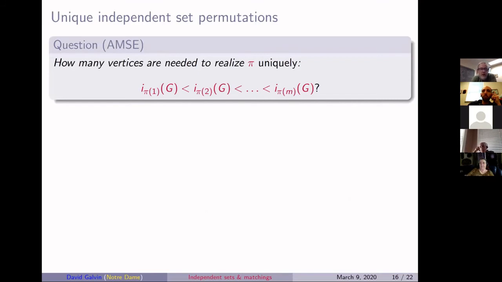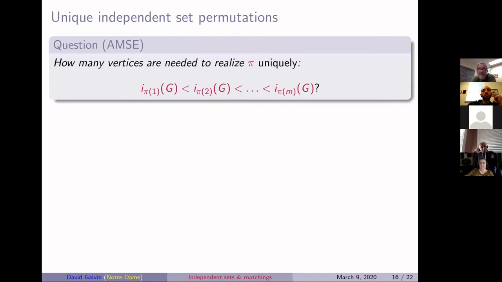It might be argued that the question I've just answered is not really in the spirit of what Alavi, Malde, Schwenk, and Erdős wanted to ask. They didn't ask this question, but they probably intended to ask not how many vertices are needed to realize pi if you allow inequalities, but what if you want a permutation to be realized uniquely? What change does that make to the problem? I don't know the answer. Things get significantly more complicated.